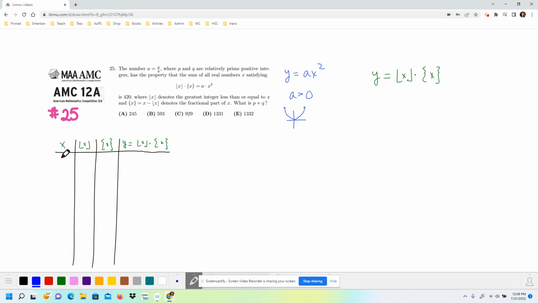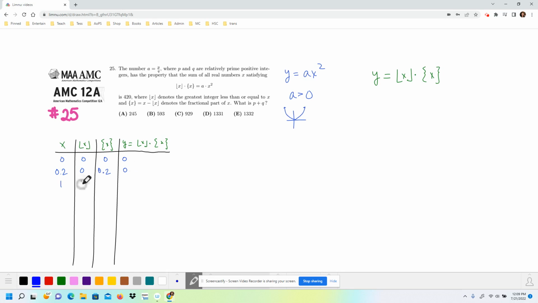Let's start with x equals 0. The floor is 0, the fractional part is 0, so y is 0. A little bit to the right, we can try x equals 0.2. Floor is 0, the fractional part is 0, and y is equal to 0. We can see that between 0 and 1, we're always going to have the floor is equal to 0, so our y-coordinate is going to be equal to 0.